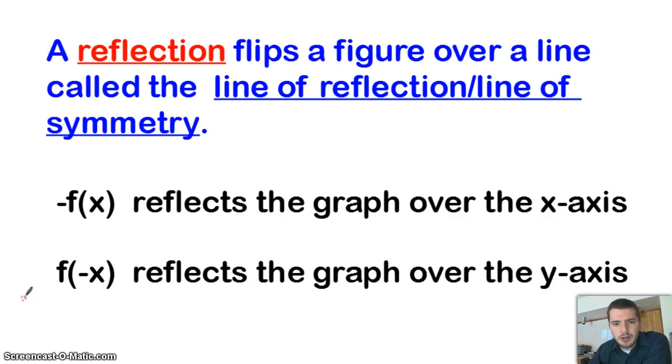Okay, go ahead and pause the video, and I want you guys to write this down. Again, a reflection flips a figure over a line, and that's going to be called the line of symmetry or the line of reflection. Important point is that if you have a negative on the outside of your function, it's going to flip it over the x-axis, and a negative on the inside of your function, it's going to flip it over the y-axis. Okay, now I'll show you what that looks like.